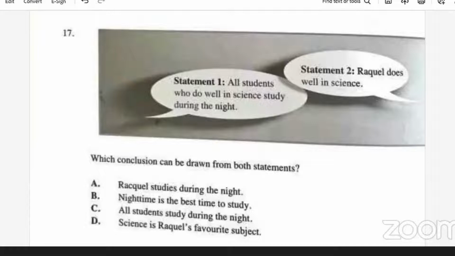It didn't say all students. It didn't give us that information that's been stated in C. And it doesn't say that science is Raquel's favorite subject. It just says that Raquel does well in science, so the only conclusion that works here is that since Raquel did well in science and they said all students who do well in science study during the night, then we are going to assume that Raquel studied during the night. The answer for 17A.